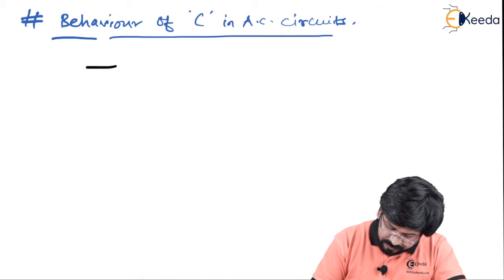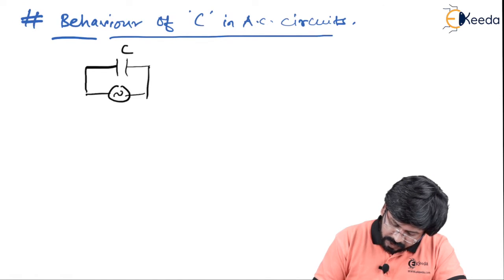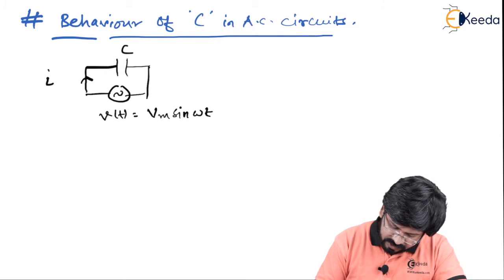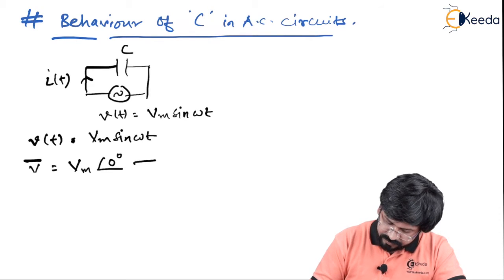Let us assume a capacitor C in farads, to which an AC voltage source is provided, that is V of t, having value Vm sine of omega t. Because of the sinusoidal voltage, sinusoidal current will start flowing through the capacitor. Let's say it is I of t. In the first case, V of t is Vm sine of omega t, by which I can calculate V vector as Vm at an angle of 0 degree.